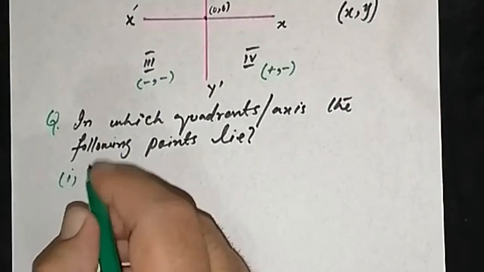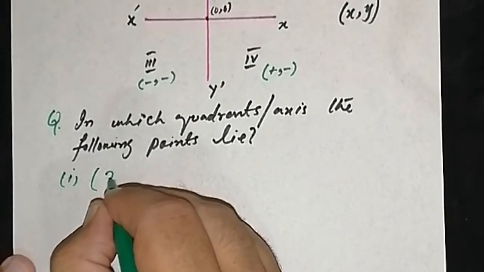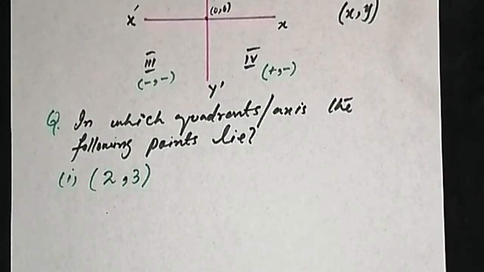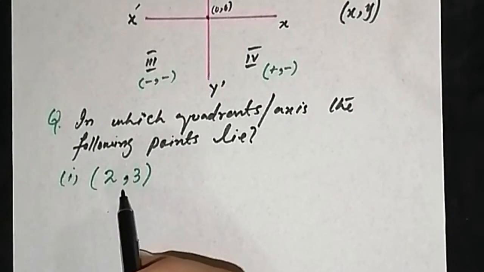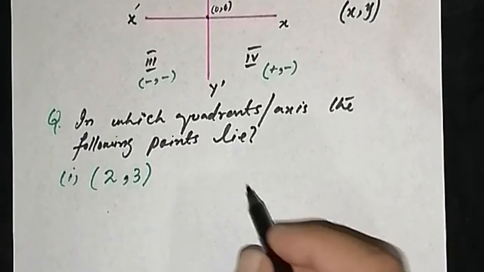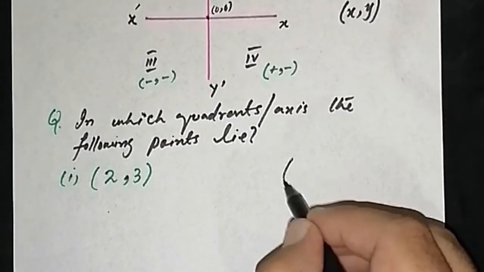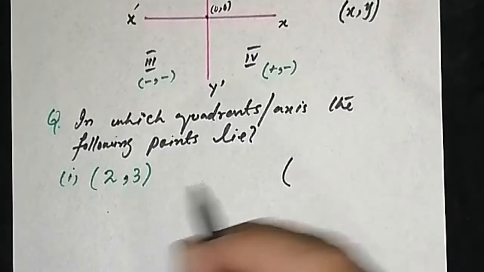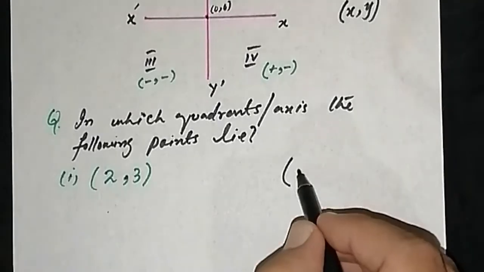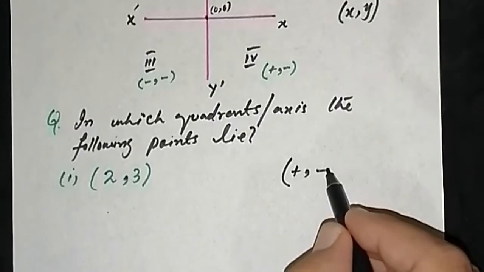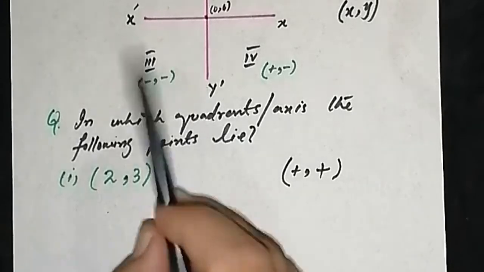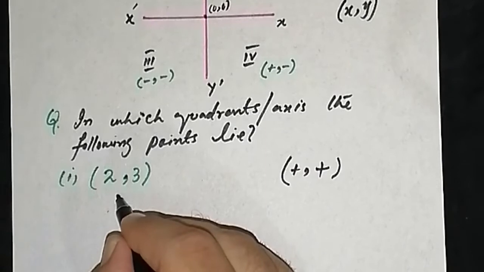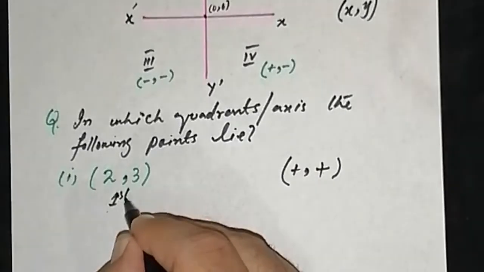For example, the first part is the point 2, 3. Now we have to find in which quadrant this point lies. First, a simple method, you have to write the signs of these two. The sign of X is positive, the sign of Y is positive. In which quadrant are both signs positive? First quadrant. So the answer is first quadrant.